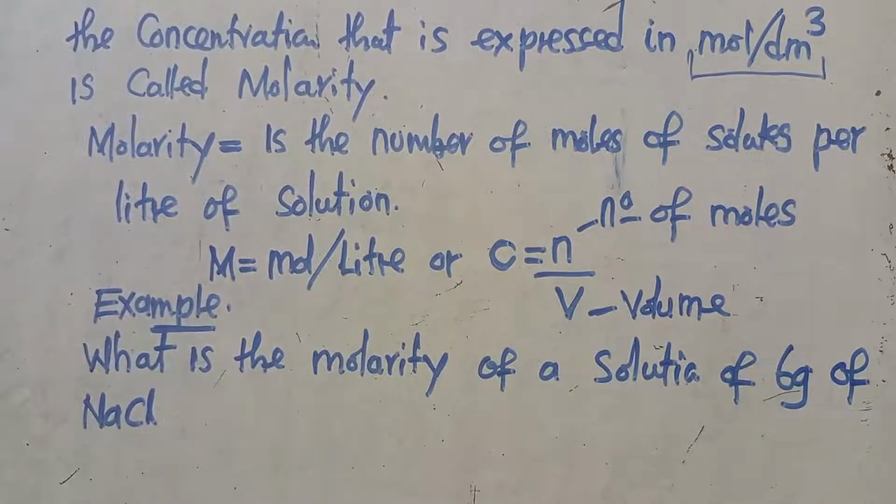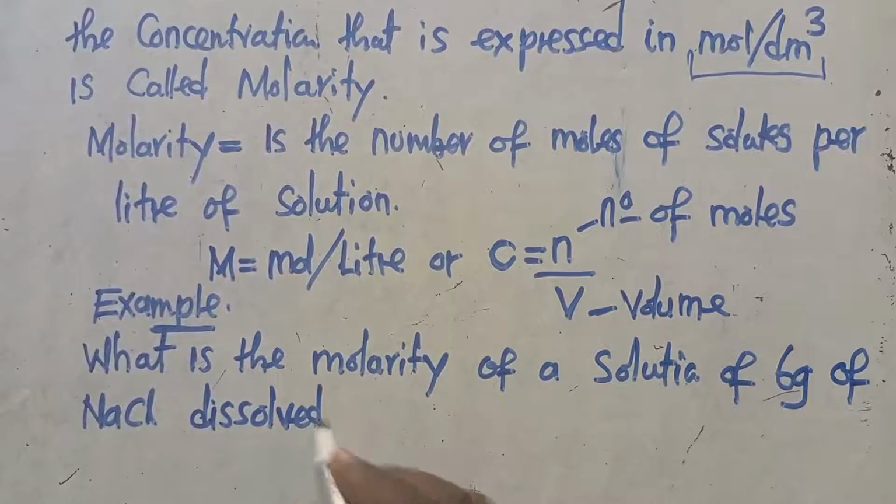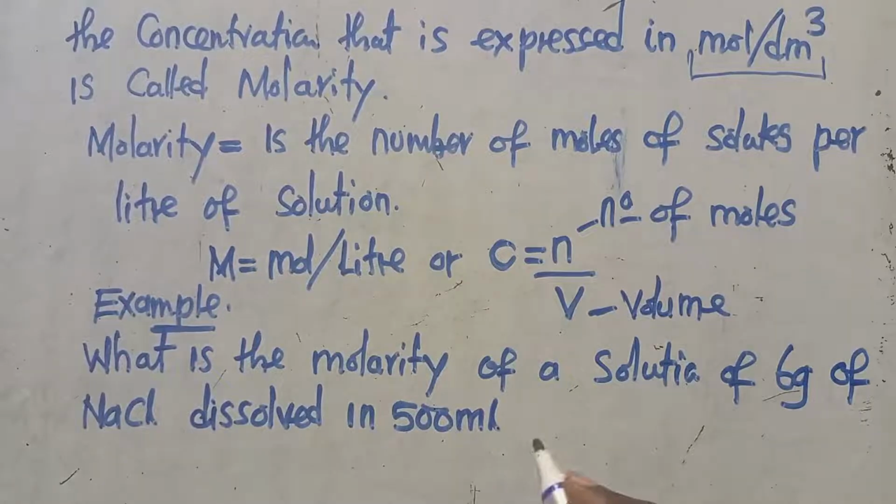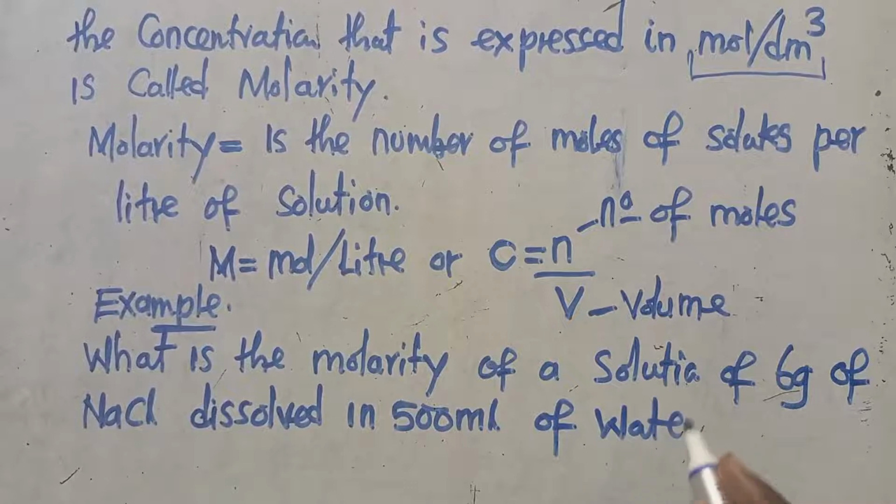So 6 grams of sodium chloride dissolved in 500 milliliters. Milliliters of what? Of water. This is the question here. You are told to calculate what? You are told to calculate the molarity. How can you answer the question?